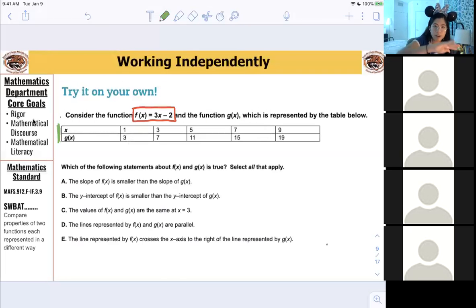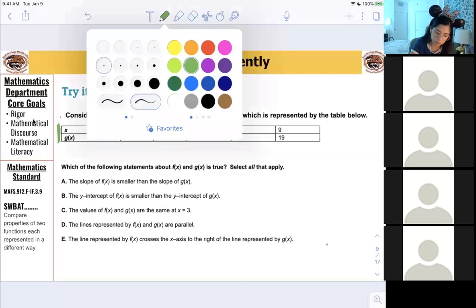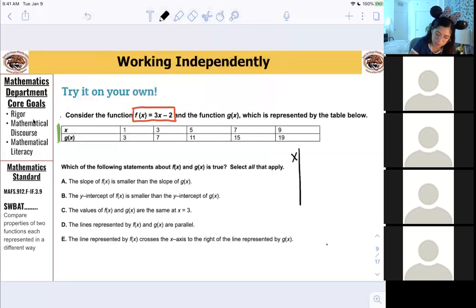Now, this table is written kind of sideways. So if you want to, you can also copy it down the way that we're used to seeing tables. If you copy it down this way, what would be my first point? 1, comma 3; 3, comma 7; 5, 11; 7, 15; and 9, 19. Sometimes it's easier to see it that way.